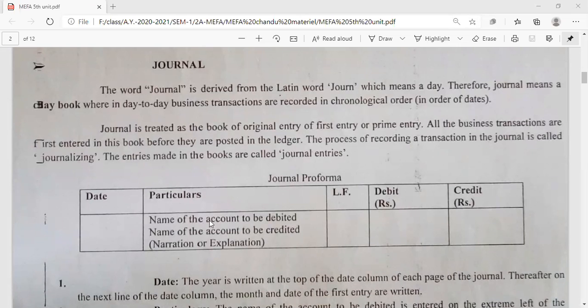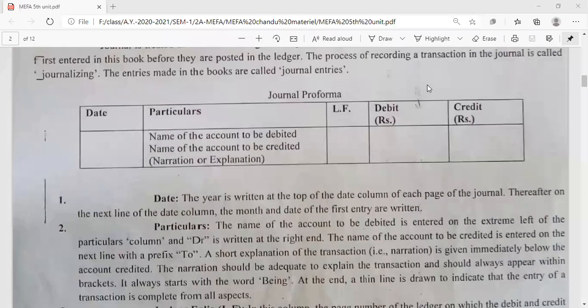So you can see here the journal pro forma. First you have to write your date here. Next, the name of the account to be debited. You will write that here, and on the debit side you will write the amount, and then the name of the account to be credited. And you have to give the narration or explanation of what the transaction is related to.